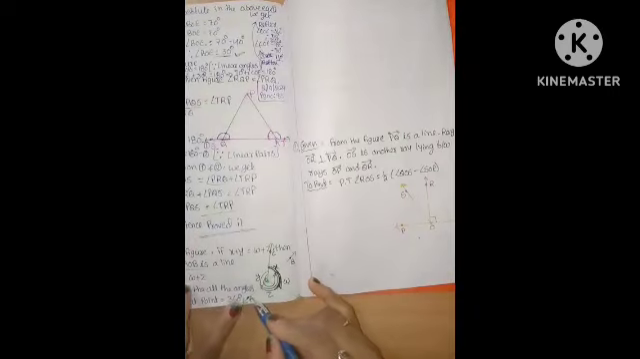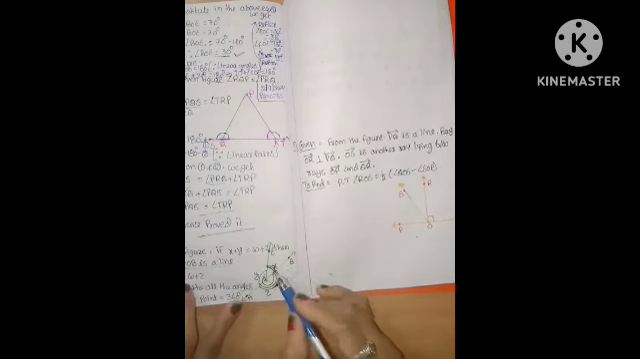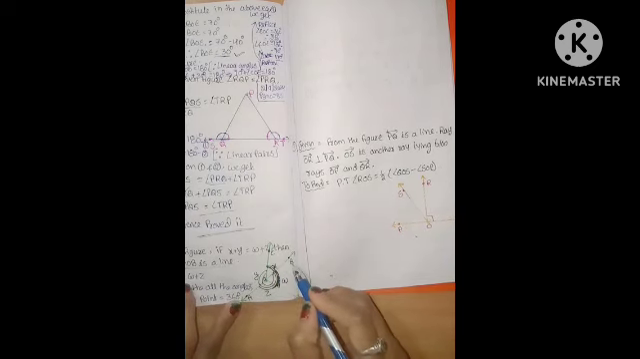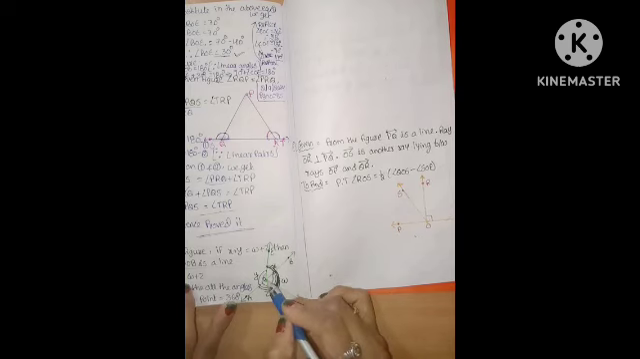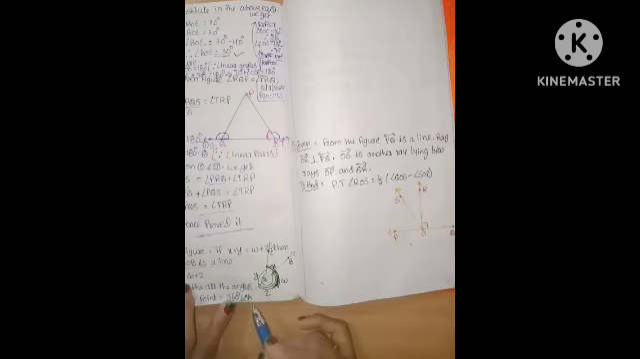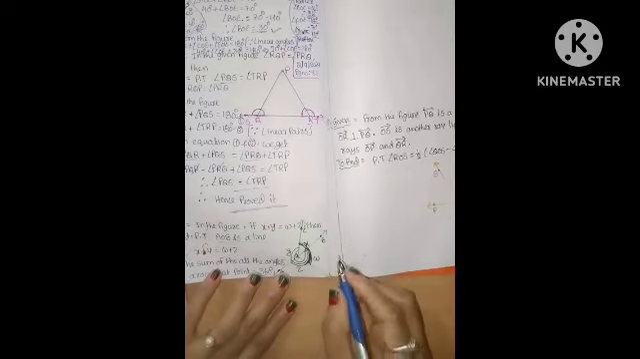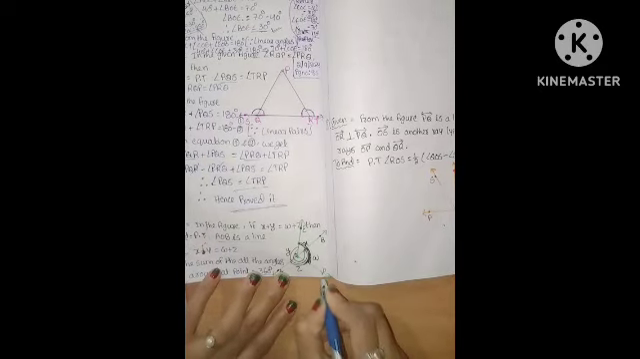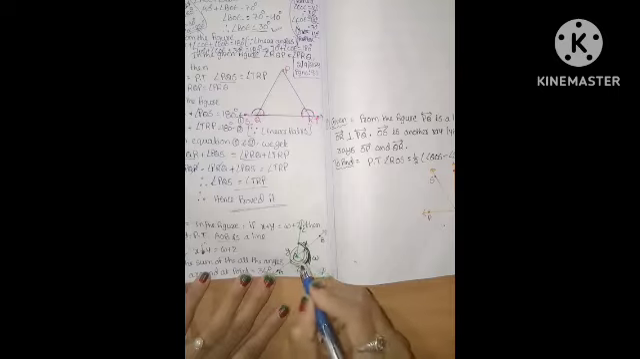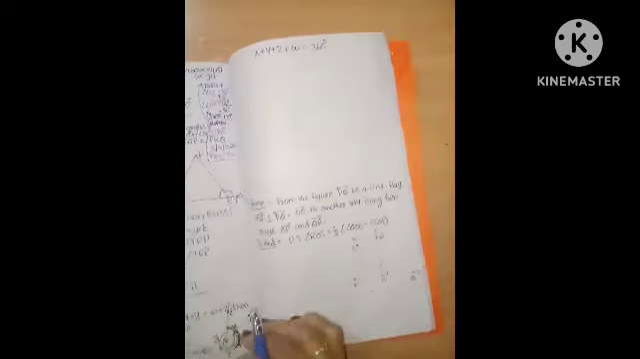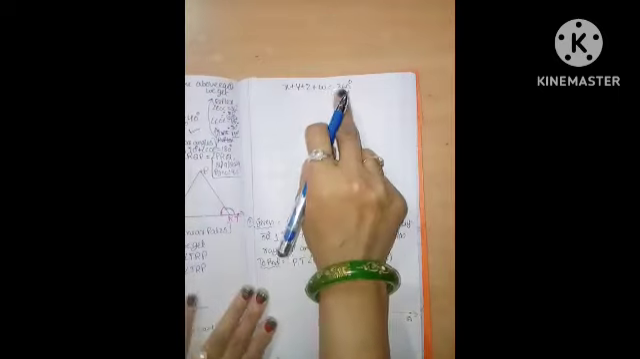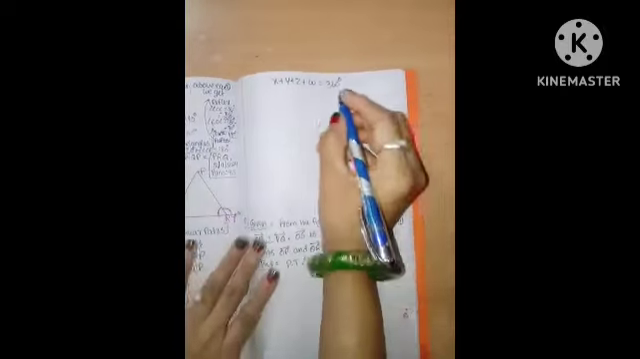Otherwise, angle AOC plus angle BOC, next angle COA, plus angle AOD, next angle DOB. Otherwise, we can directly write it: the sum of all these angles is equal to 360 degrees.